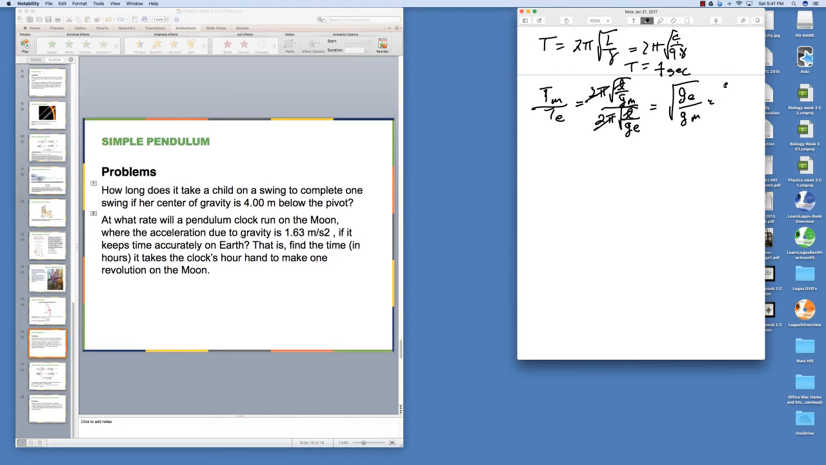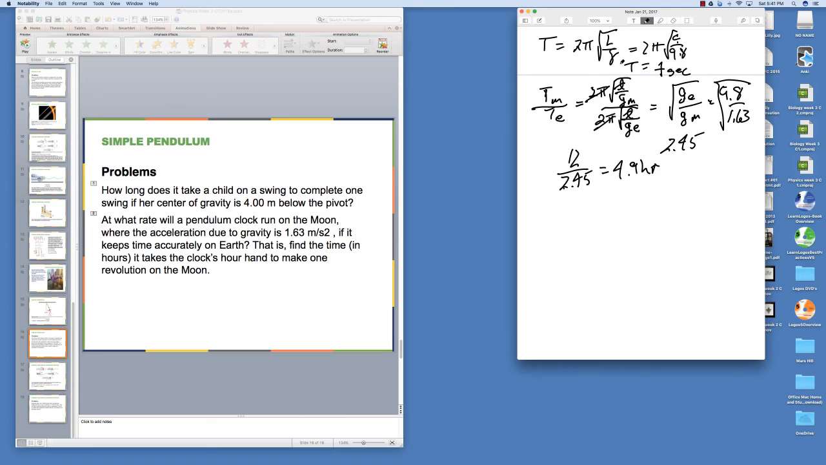And so you put 9.8 divided by 1.63, square root, and that ends up being 2.45 times faster making the loop around. And so if it takes 12 hours on the Earth, it will only take 4.9 hours on the Moon with the same length.